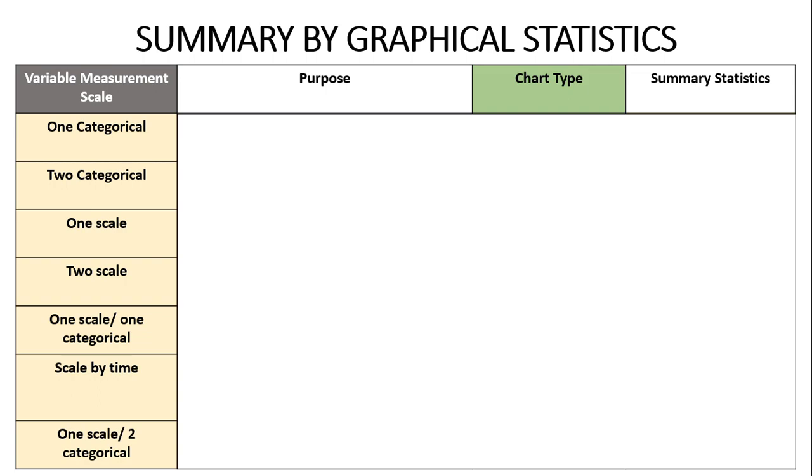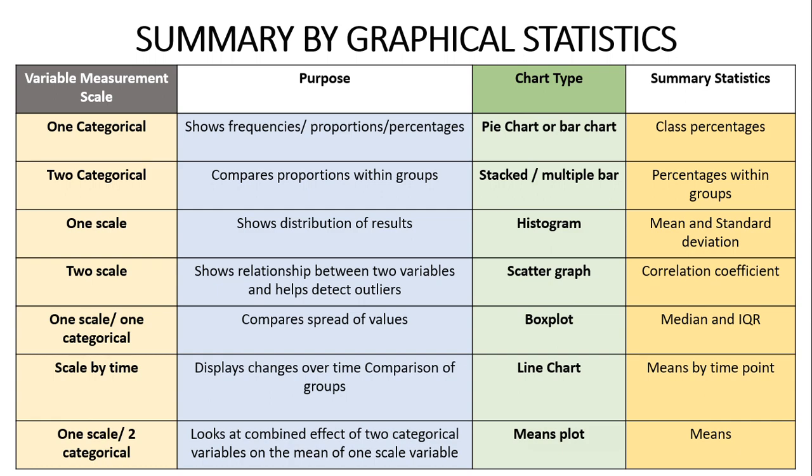It also includes the purpose and the summary statistics you may apply. Let's see this. If you are dealing with one categorical variable, you must show the frequency of the data, percentage or proportion. This is the purpose you can come across. The charts you can use in case of categorical, or you can say nominal and ordinal data, are the pie chart and the bar chart. You should not use a histogram for one categorical variable. That is sure. The summary statistic that you can calculate is the percentage. That is the only thing that you can calculate here.